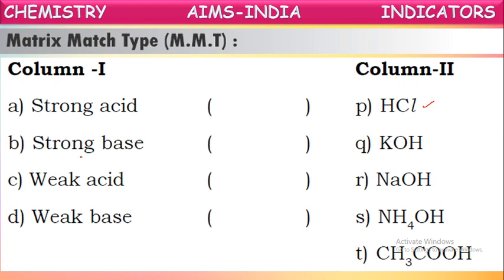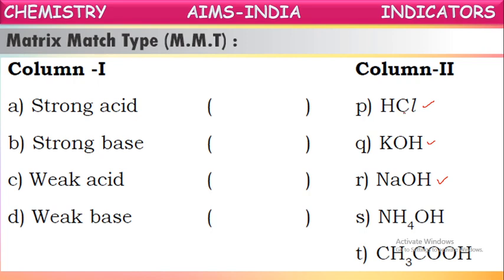See, strong base among the given. Potassium hydroxide is one of the strong bases. Sodium hydroxide is also one of the strong bases. So these two are the correct matching for the strong base. Whereas ammonium hydroxide is a weak base. Acetic acid is a weak acid. Now, which is a weak acid among these? As we told, acetic acid is a weak acid. Which is a weak base? Ammonium hydroxide.